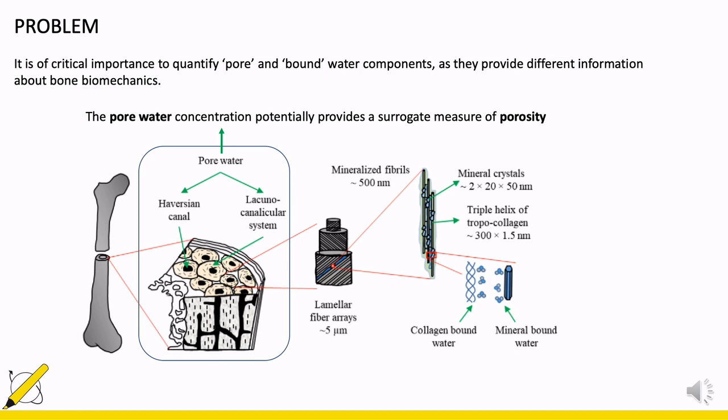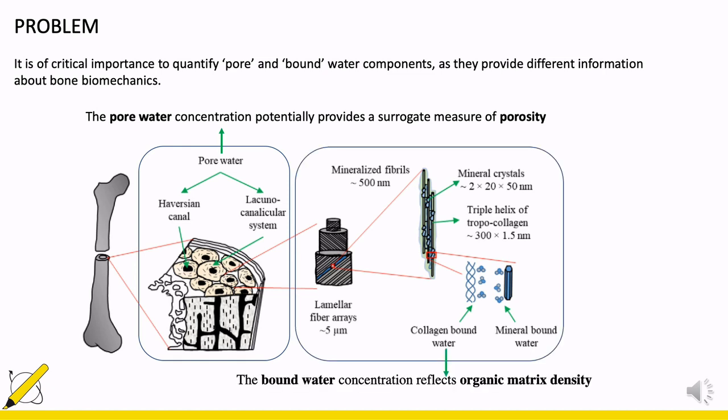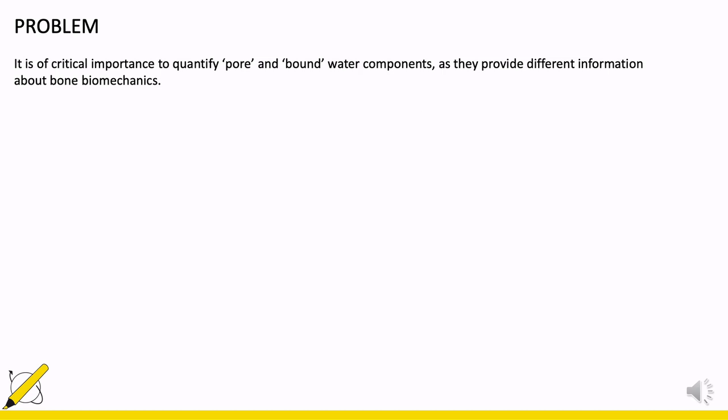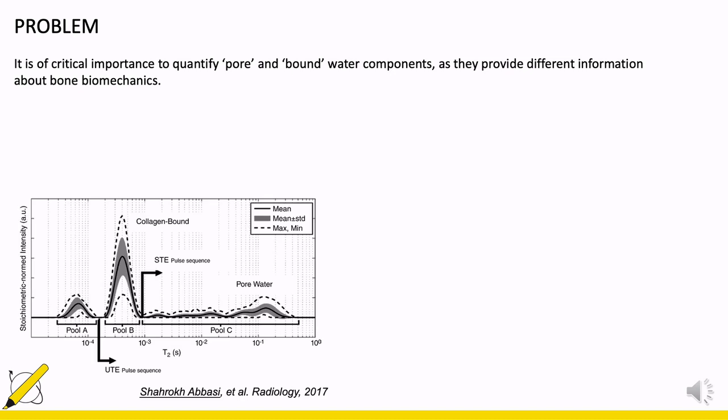Bound water is water that bonds to collagen and mineral that exists in the lamellar fiber arrays or bone matrix. The concentration of bound water reflects organic matrix density. Bound water and pore water have different T2 values, and the T2 of bound water is below 1 millisecond, so only ultrashort TE sequences can get signals from both bound and pore water.